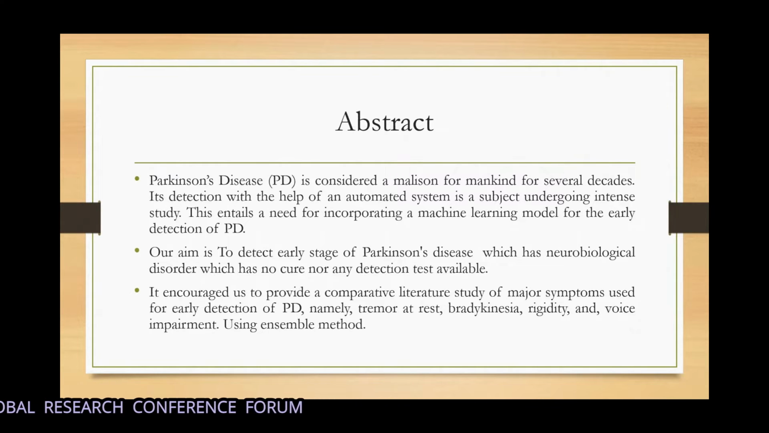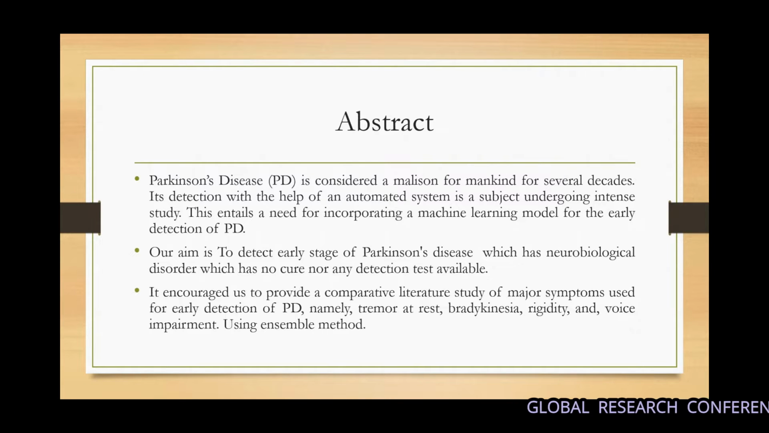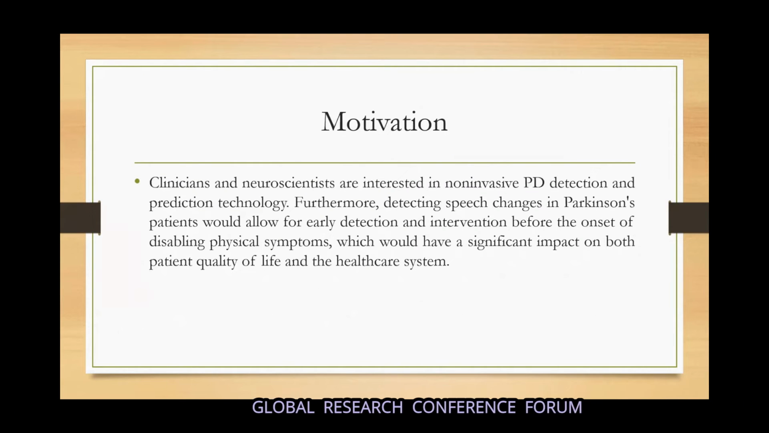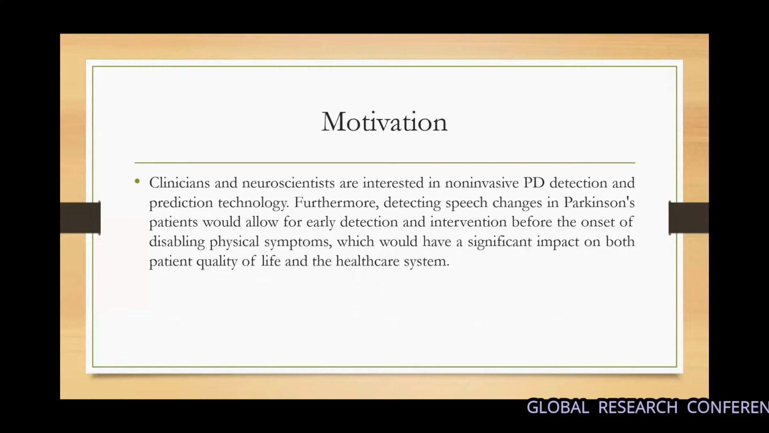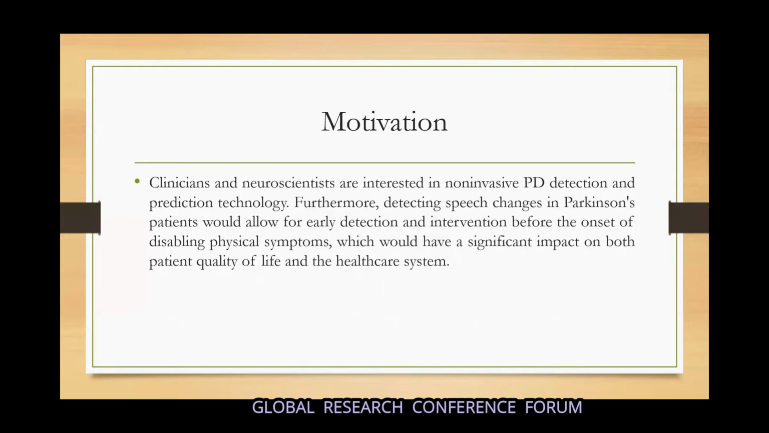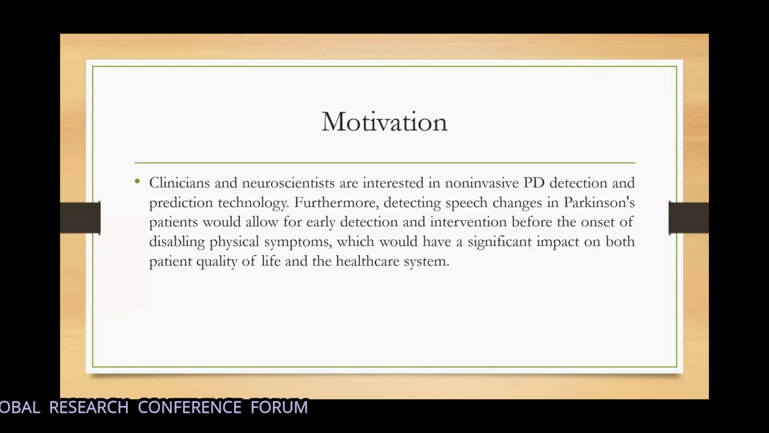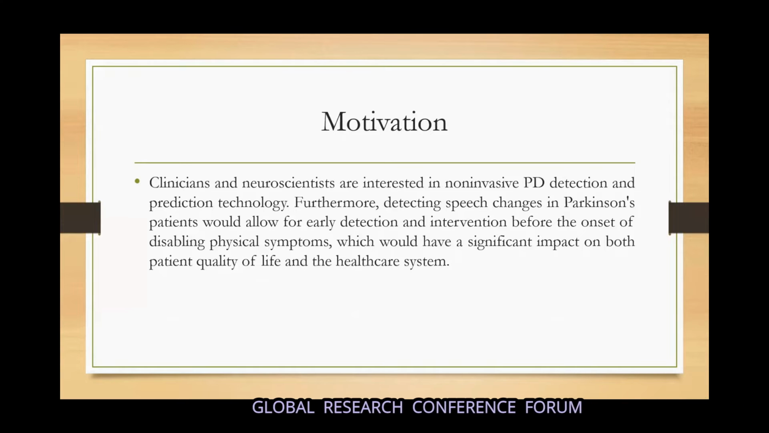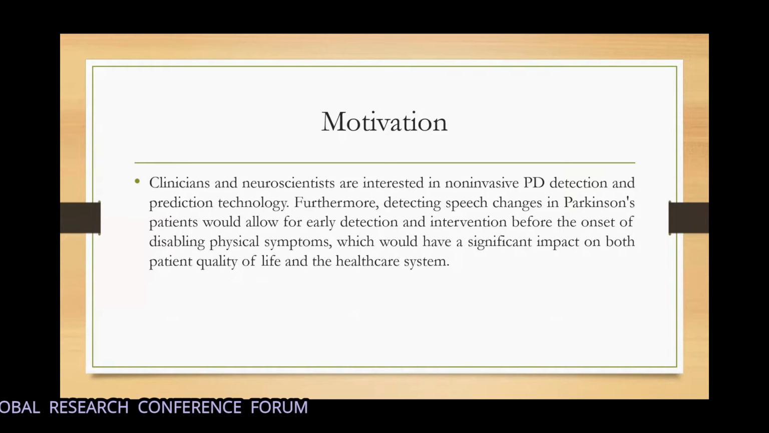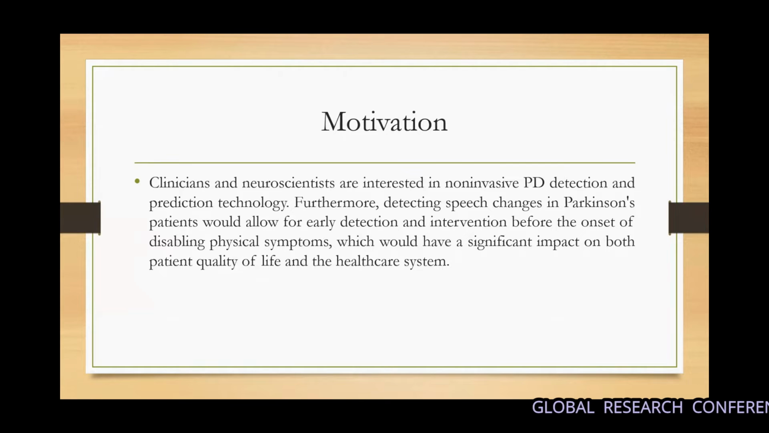There are two types of Parkinson's disease symptoms: motor and non-motor symptoms. Next is motivation. After Alzheimer's disease, Parkinson's disease is the second most common neurological disease. Patients with Parkinson's disease frequently experience motor speech problems. More than half of the patients have speech problems, such as very quiet and rushed speaking. Speech signal analysis is a popular way of diagnosing Parkinson's disease. Next slide.